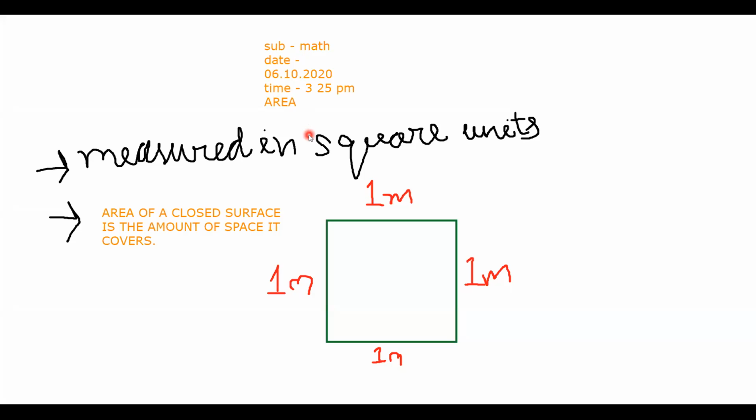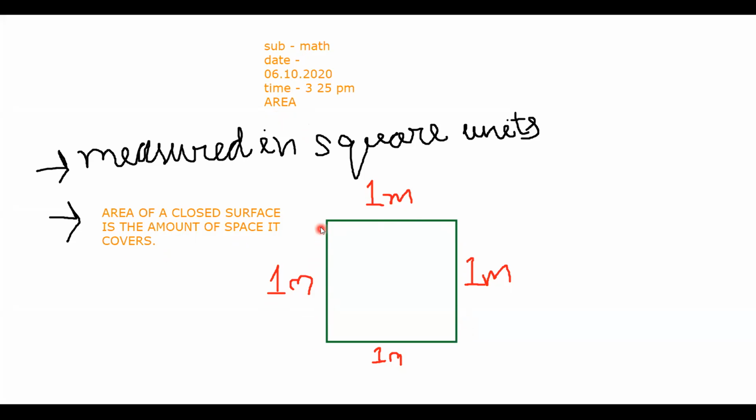Today we are beginning a new chapter of maths, that is area. What is area? Area of a closed surface is the amount of space it covers. Suppose I have given a square over here. In your syllabus, you will only have to read the area of a square.